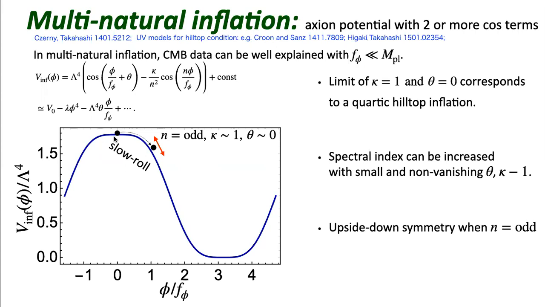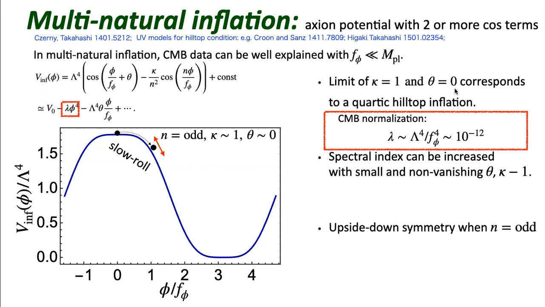So to derive the mass-decay constant relation, we basically have three important points. The first point is that at the limit of the relative height and relative phase, namely kappa equal one, theta equal zero, we have a quartic hilltop inflation. Then to satisfy the CMB normalization, the quartic coupling should be around 10⁻¹². But this means given the decay constant, the potential height or inflation scale is fixed. It is known that the quartic hilltop inflation predicts a too small spectral index to explain the CMB data.